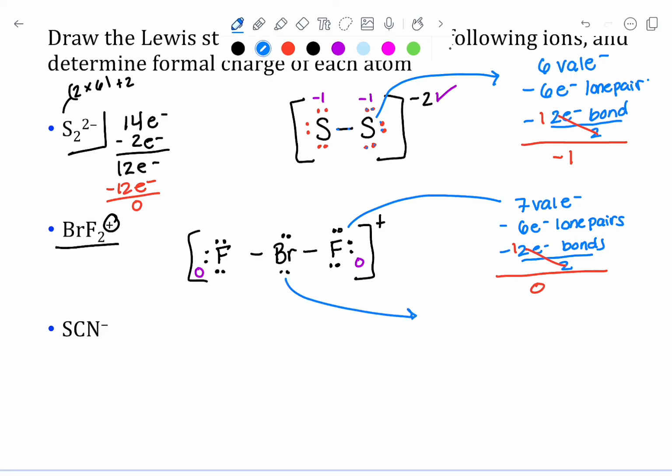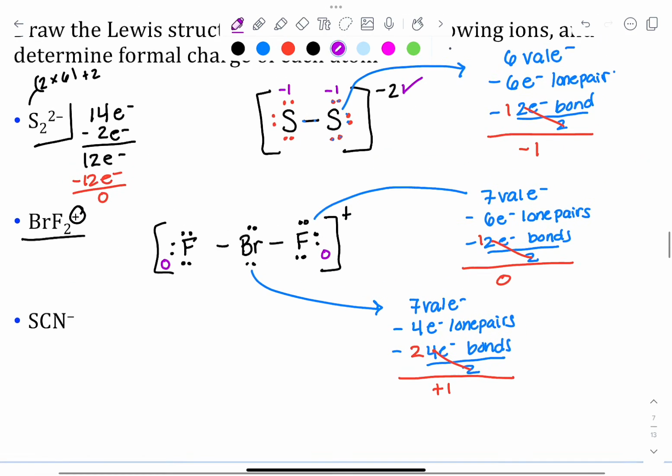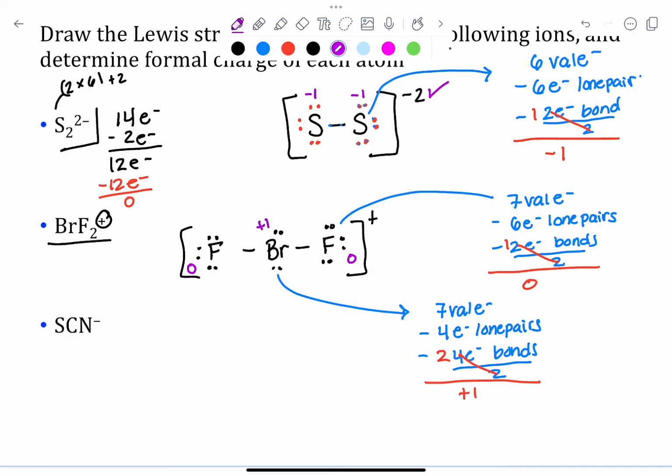Our bromine here, bromine again has 7 valence electrons, just like fluorine. It has 4 electrons in lone pairs, and it has 4 electrons in bonds, which we divide by 2, simplifies to 2. 7 minus 4 minus 2 is plus 1. So that bromine has a charge of plus 1. So our overall charge is plus 1, which corresponds with our charge of the molecule.